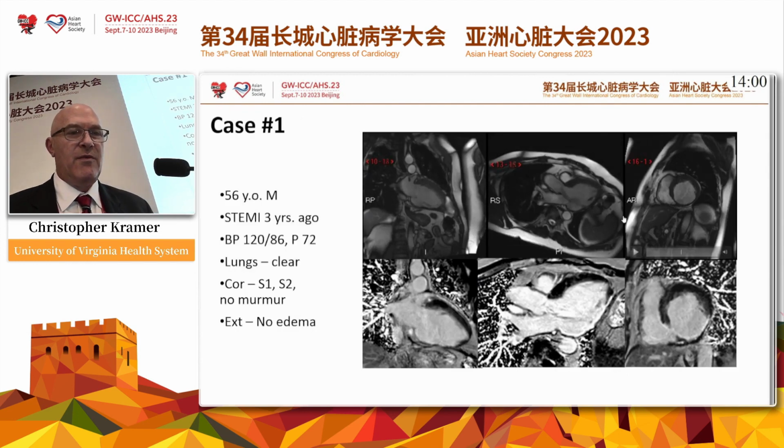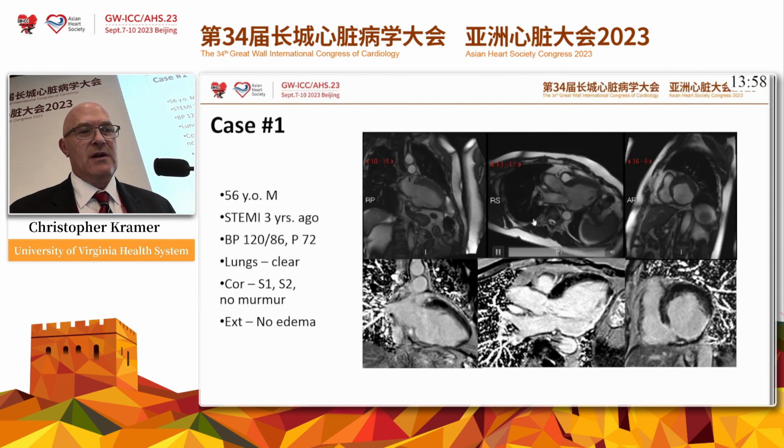So here's a case of a patient who had a STEMI 3 years previously, and you see on the cine images this thin, akinetic inferior and infralateral wall. Well, is that segment viable? Here are his vital signs.